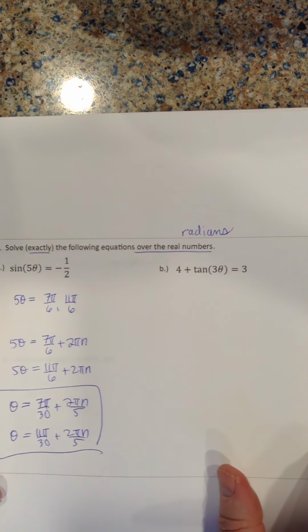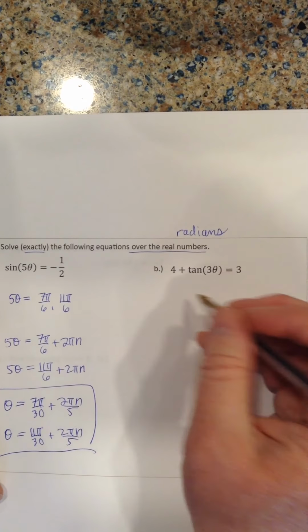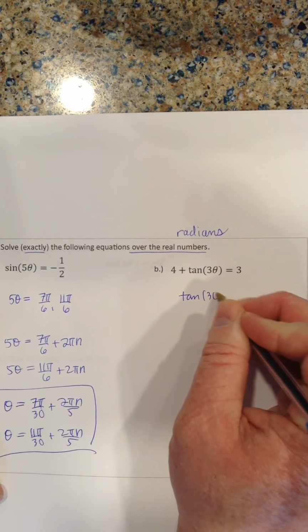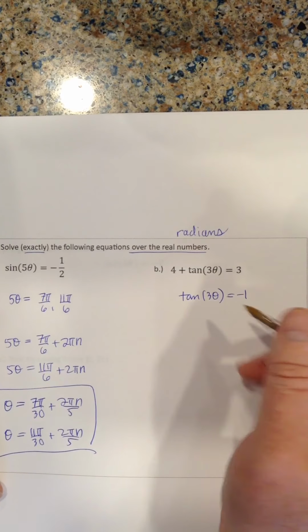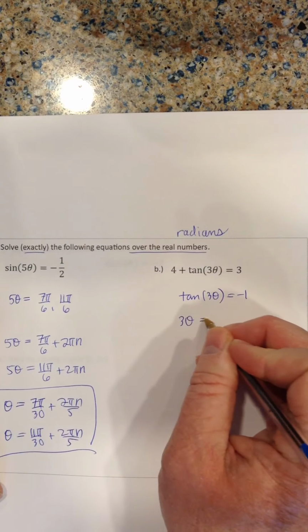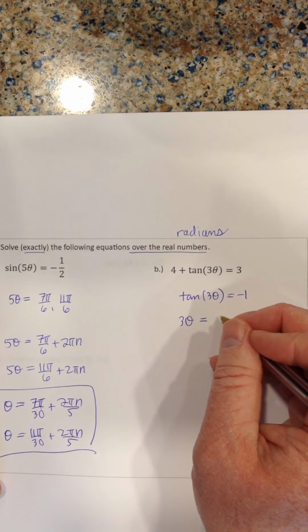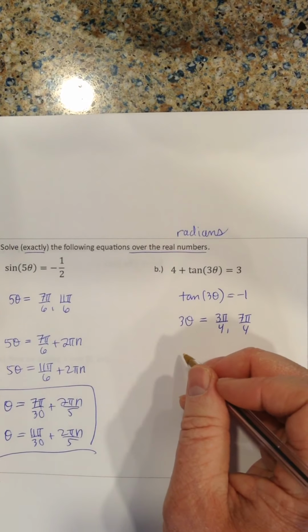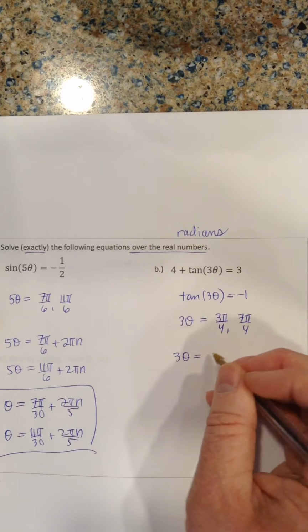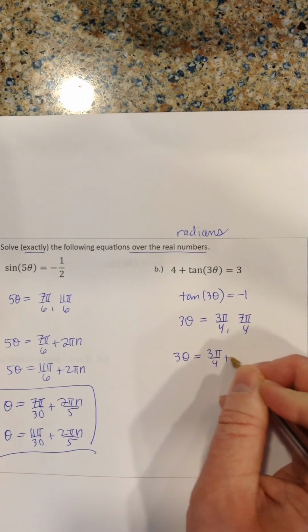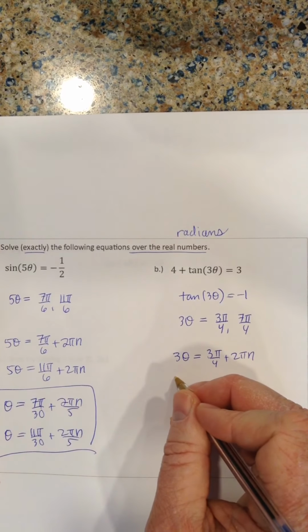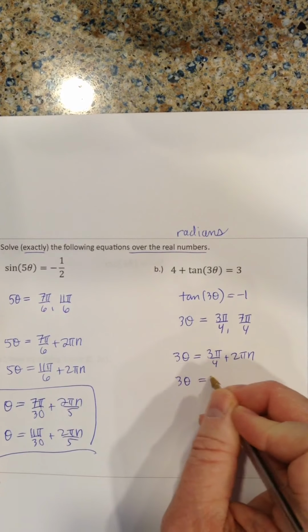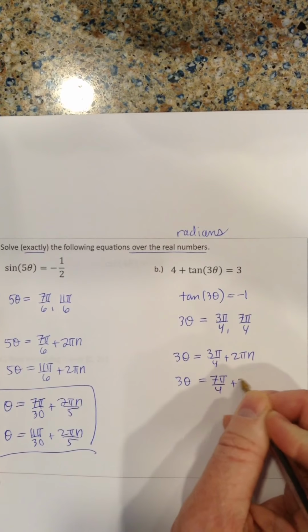Okay, another one. I'm going to subtract 4, so I get tangent of 3 theta equals -1. So that means 3 theta equals, let's see, tangent's -1 in quadrant 2 and quadrant 4. So I got those angles. And so I set those equal to 3 pi over 4 plus 2 pi n and 7 pi over 4 plus 2 pi n.